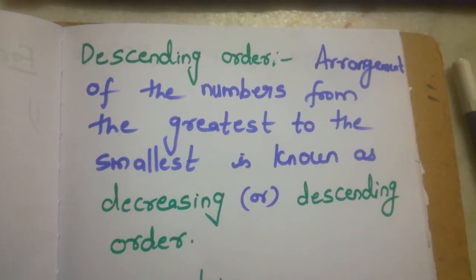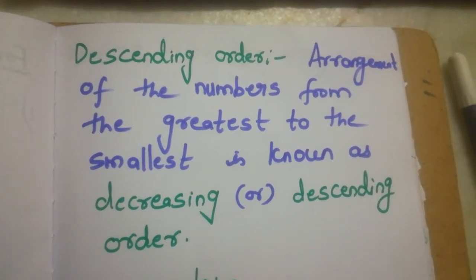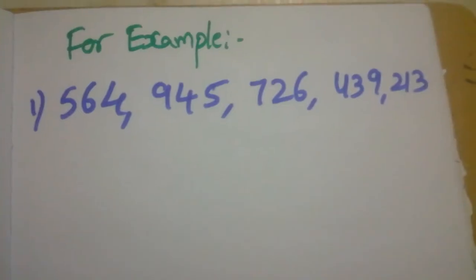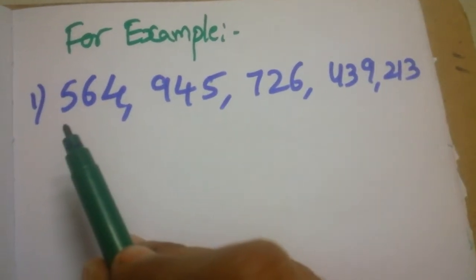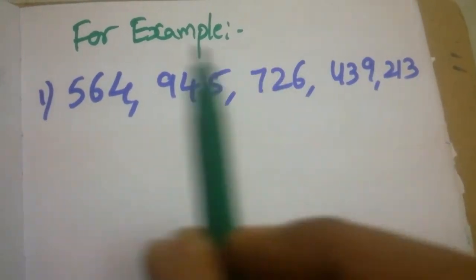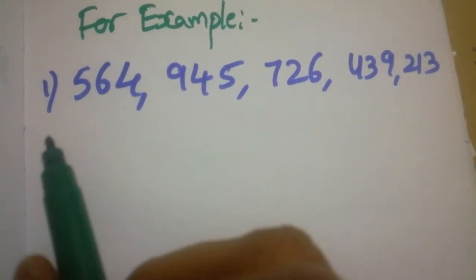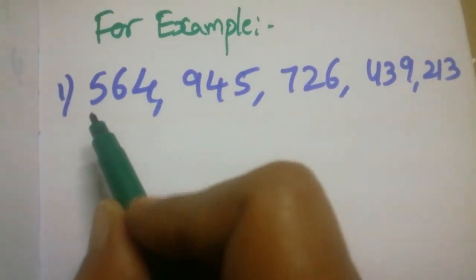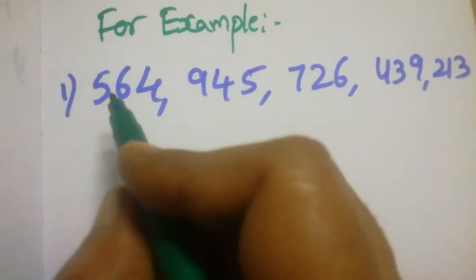Descending order. Arrangement of numbers from the greatest to the smallest is known as decreasing or descending order. In descending order, we arrange the numbers from the greatest number to the smallest number. For example, if you see here, I have taken a few 3-digit numbers. So before arranging in the descending order or decreasing order, first look at the digit in the hundreds place.